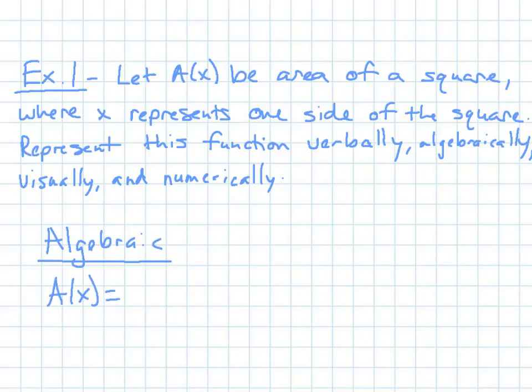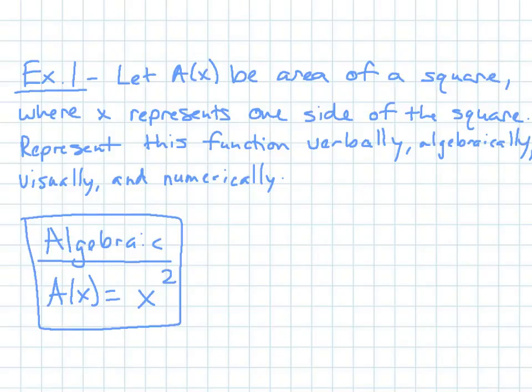So A of x is the area. The area of a square, or a rectangle, right, is base times height. Here they're saying the one side represents x. Now remember, all the sides of a square are the same, so it would be taking x times x. So a nice easy way of representing that would be x squared. Okay, so A of x equals x squared. So that's our algebraic way of representing this function.